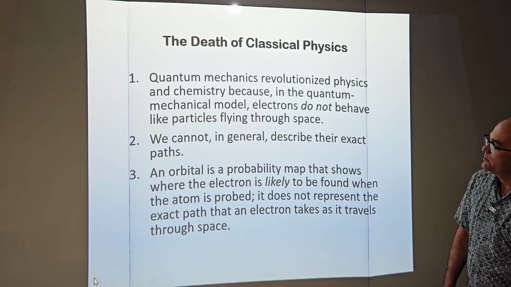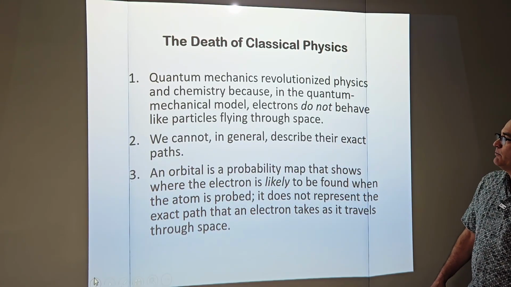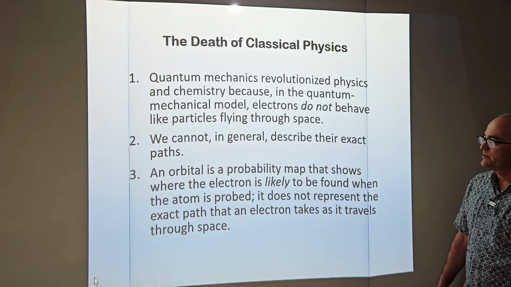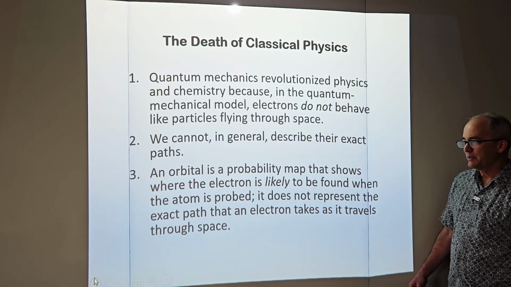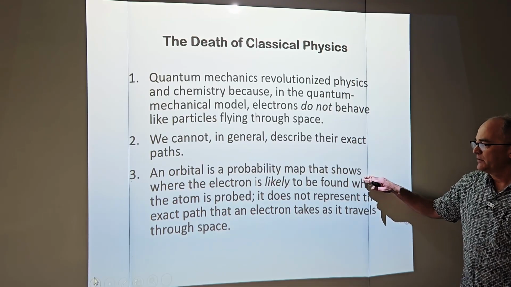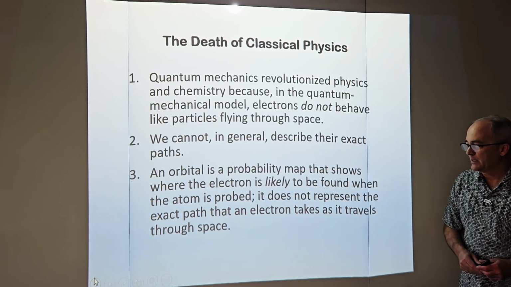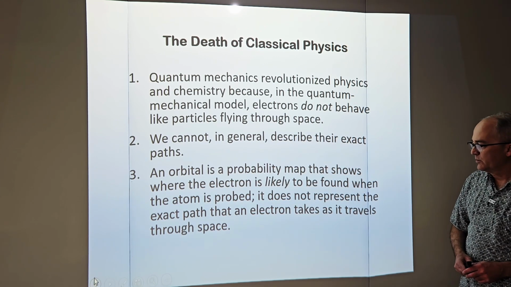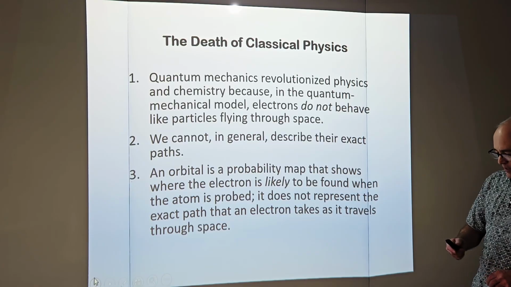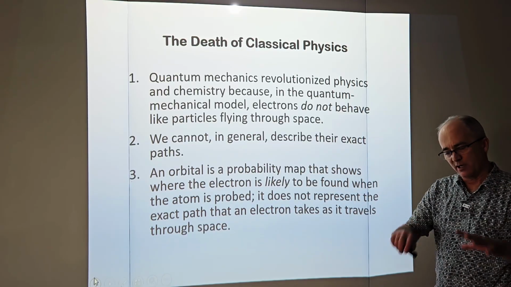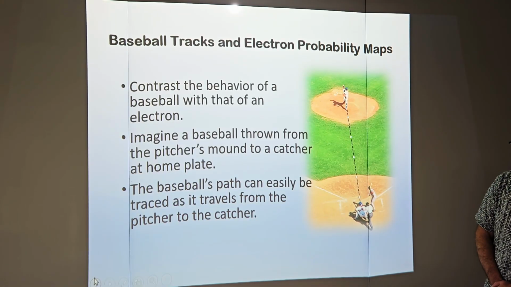revolutionized physics and chemistry because in the quantum mechanical model, electrons do not behave like flying particles through space. We cannot in general describe their exact path. So an orbital is a probability map that shows where an electron is likely to be found when the atom is probed. It does not represent the exact path an electron takes as it travels through space. We just kind of imagine the shape where there's a high probability of finding an electron.